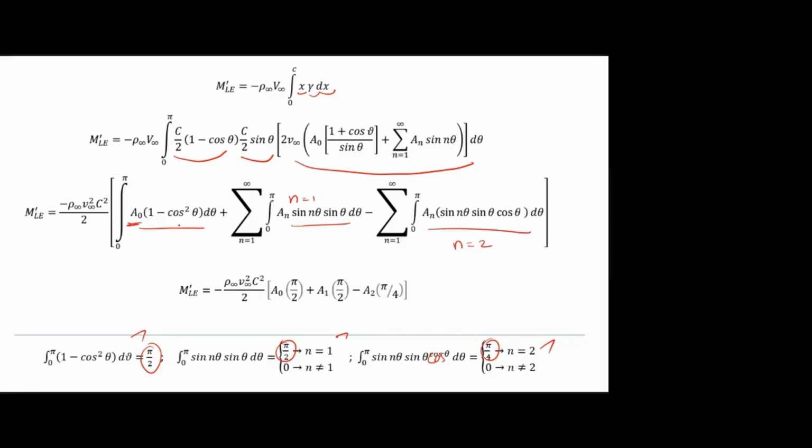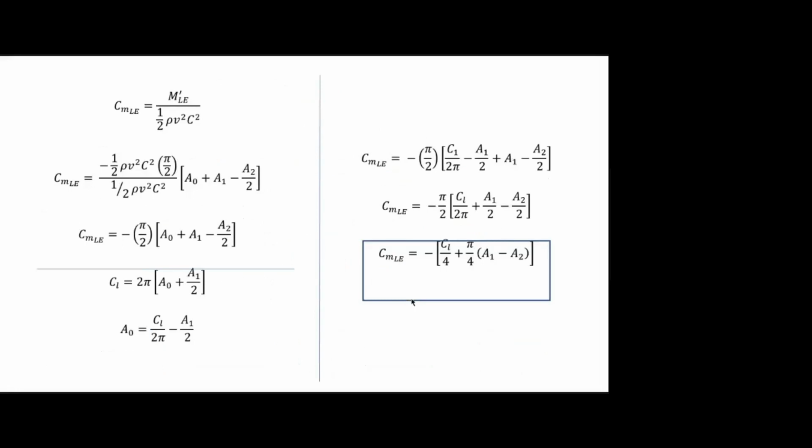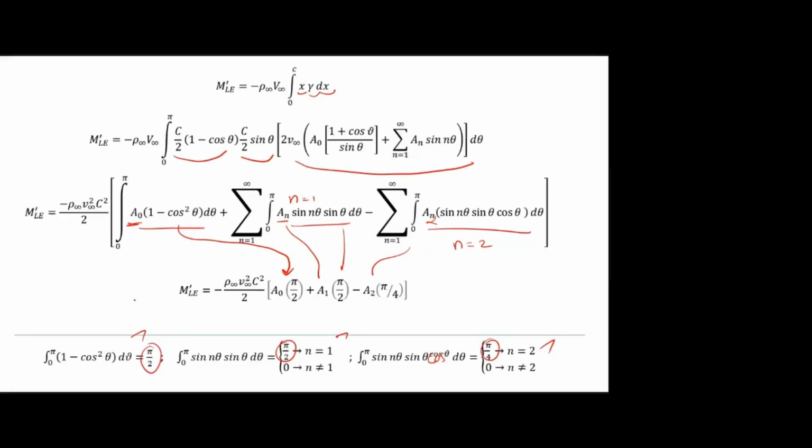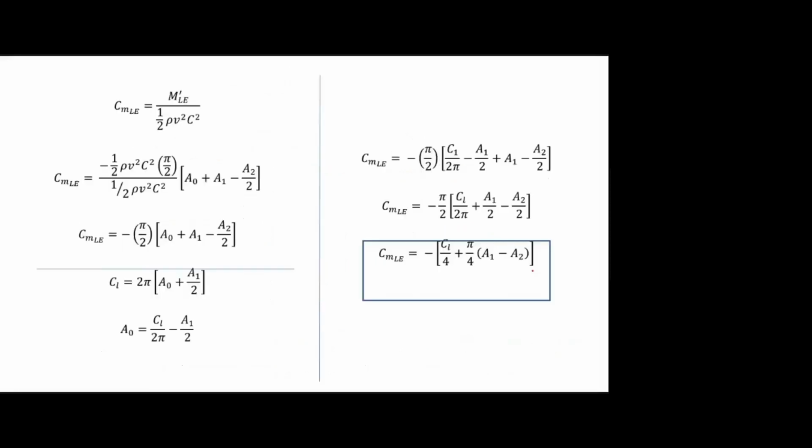So A naught, this integral is pi by 2. This is A1, value is pi by 2. Here we are substituting n is equal to 2. That means A2, it is pi by 4. Is that clear? Okay. So from this, you are going to find Cm, coefficient of moment. So you have to divide by half rho V infinity square S into C. SC is C square because it is 2D.